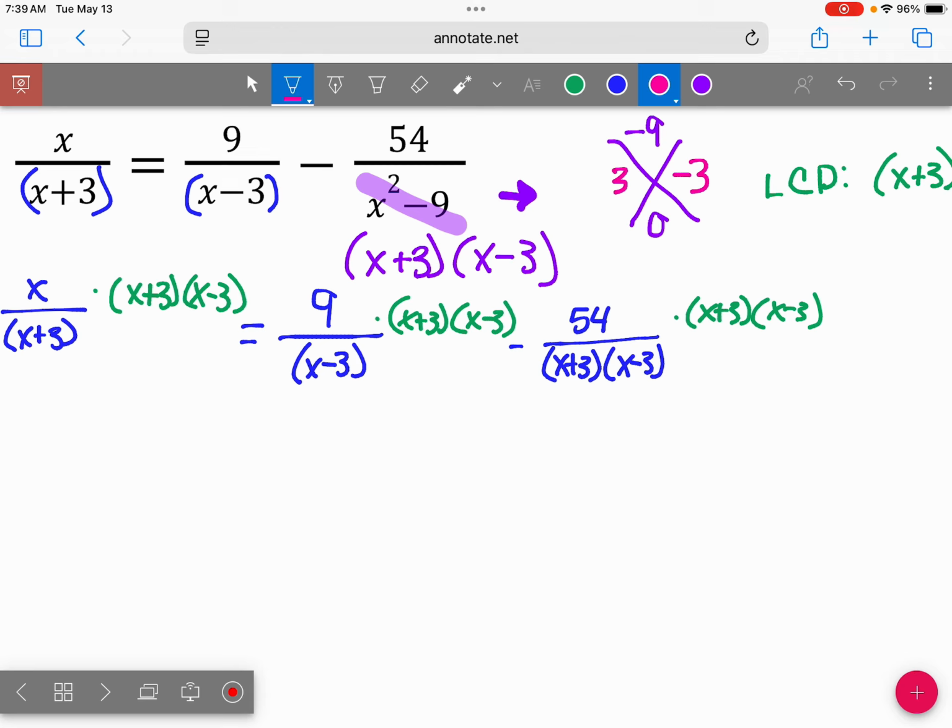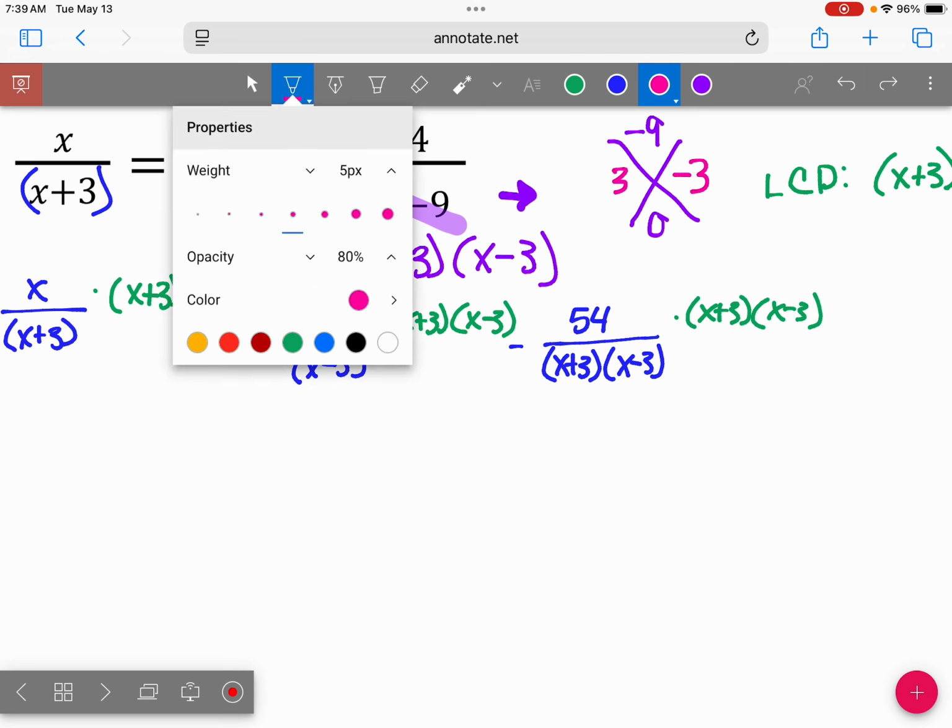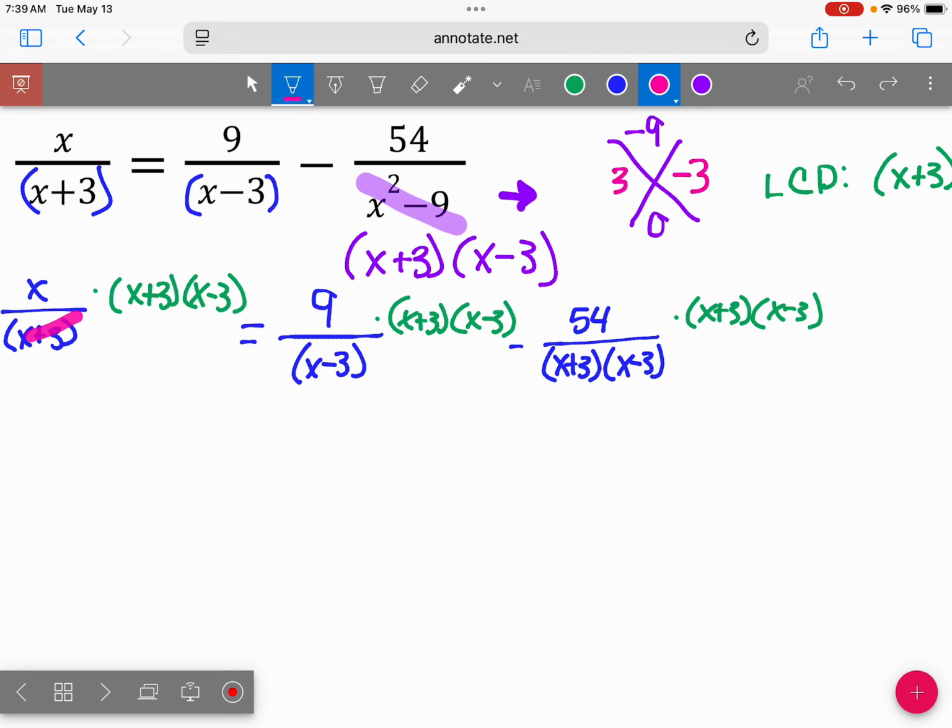Because now we've multiplied absolutely everybody by there, we can come through and simplify. This x plus 3 is going to cancel with that x plus 3. This x minus 3 is going to cancel with that x minus 3. And over here, my x plus 3 cancels out, and my x minus 3 cancels out. So we have a lot of things that cancel.